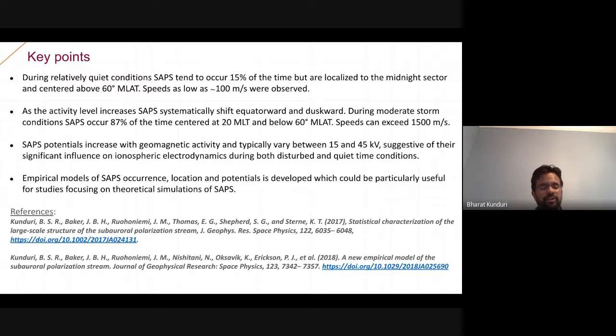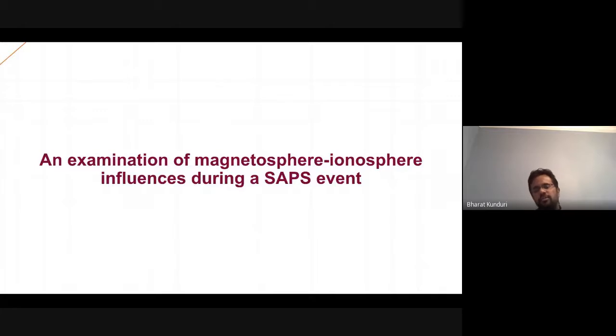Finally, we developed a few empirical models of SAPS occurrence, location, and potentials, and we think this could be particularly useful for studies focusing on theoretical simulations of SAPS. We'd be very interested in hearing about theoretical models of SAPS and how we could be contributing to them, or how our data could be useful for theoretical models. So we've looked at some of the statistics of SAPS occurrence, location, and velocities so far. I'll move on to an examination of different influences in driving SAPS using a single event analysis in this study.